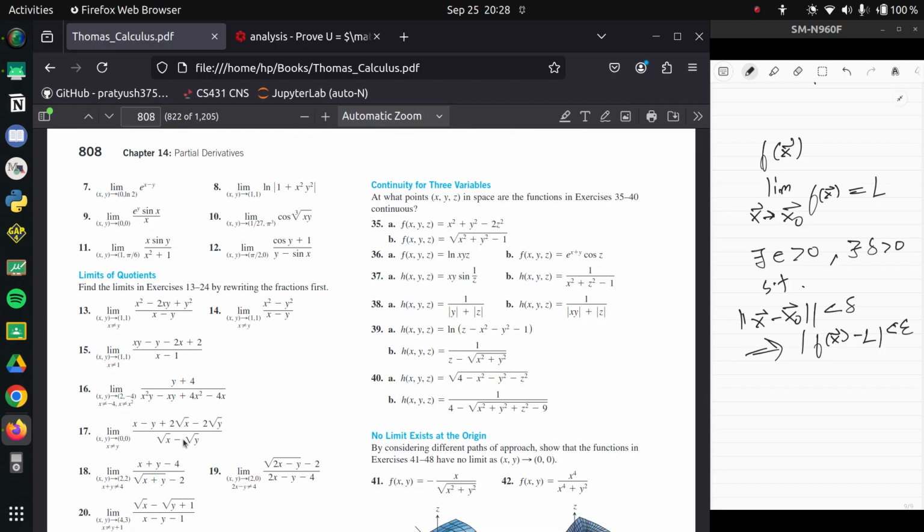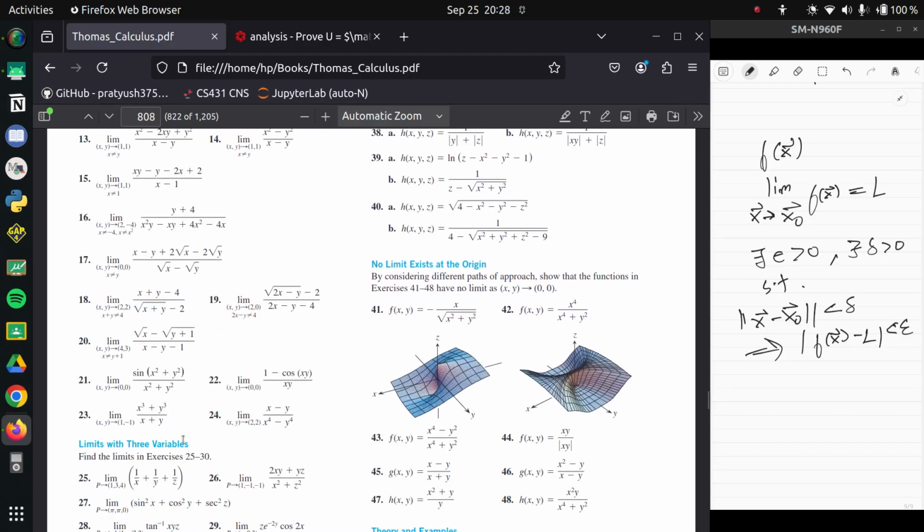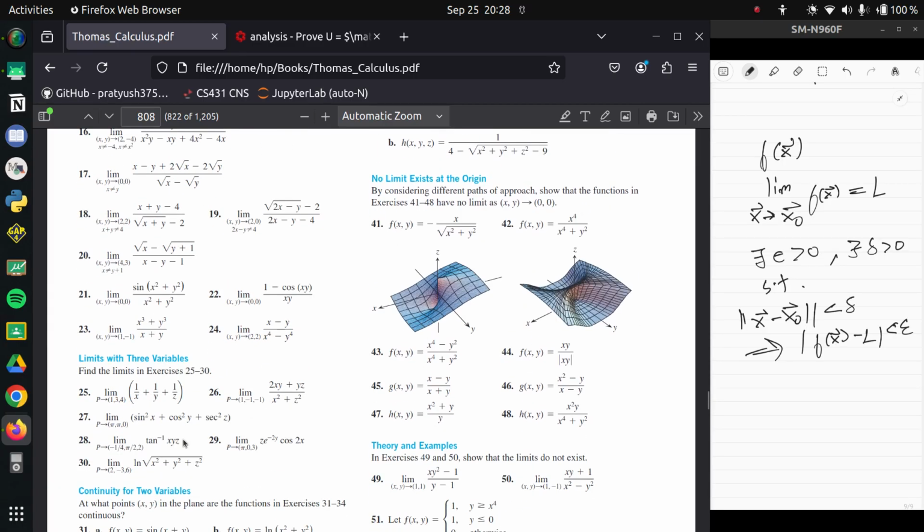Continue for 3 variables. At what points x, y, z in space are these functions continuous? It's the same repeat thing, so it doesn't make sense for me to do it. So for continuity, it has to be defined, and its limit as it's being approached from any direction must be the same. That's the only condition. So give me a difficult one, you know. Oh, okay, this is cool.